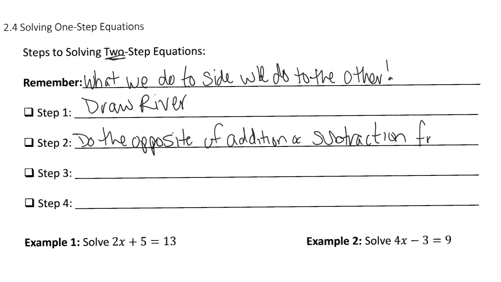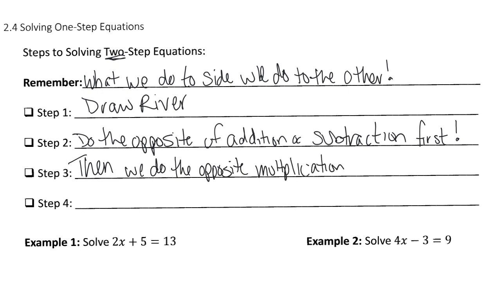Okay, then we do the opposite of multiplication or division. So we do addition and subtraction first, then we do the opposite of multiplication or division. Okay. And then after we do that, then we simplify. Okay, simplify is always our last step. Simplify. Okay.